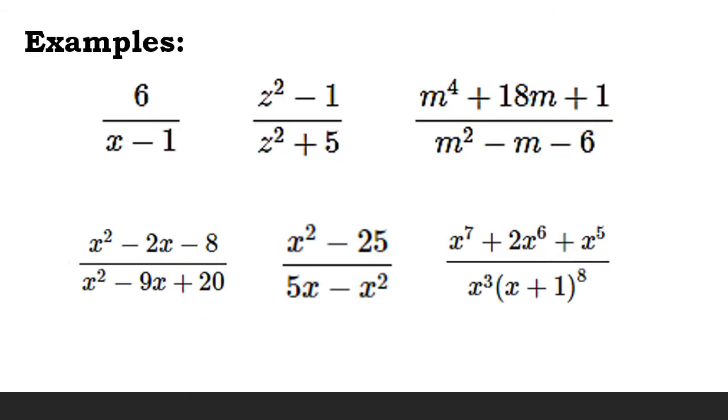Ito ang mga examples pa ng rational algebraic expressions: 6 over x minus 1, z squared minus 1 over z squared plus 5, m to the 4th plus 18m plus 1 over m squared minus m minus 6, x squared minus 2x minus 8 over x squared minus 9x plus 20, x squared minus 25 over 5x minus x squared, and last, x to the 7th plus 2x to the 6th plus x to the 5th over x cubed quantity x plus 1 to the 8th power.